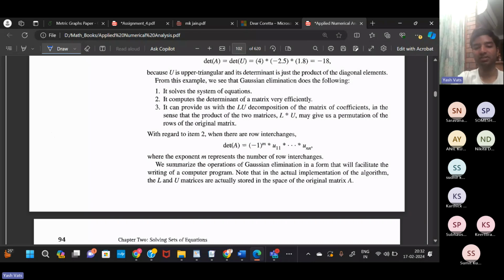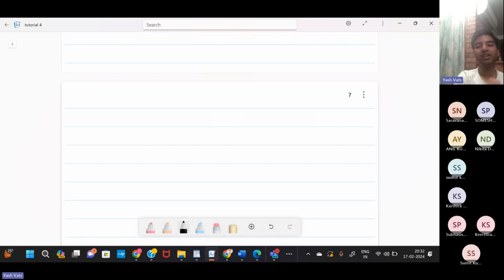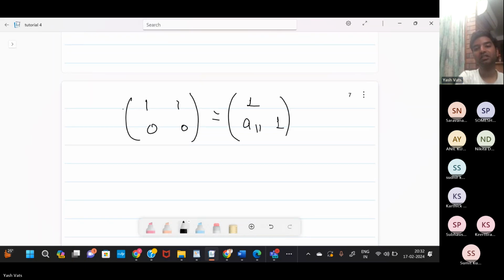Okay, let's try once maybe. Suppose we have a singular matrix 1 1 0 0. Okay, and LU: 1 0, A 1, then 1 1, say it is B2, 0, B1 1, B1 2.